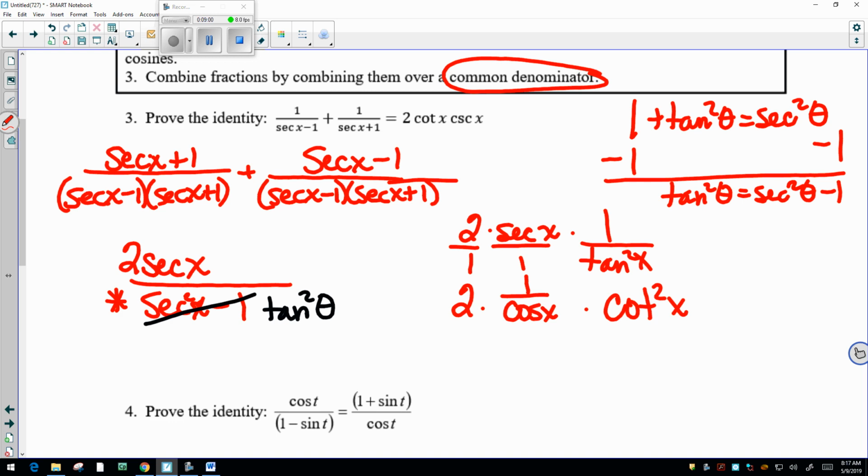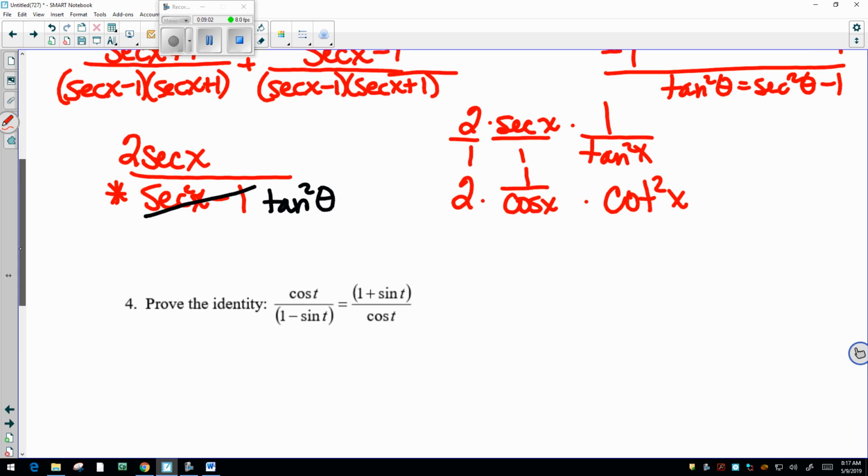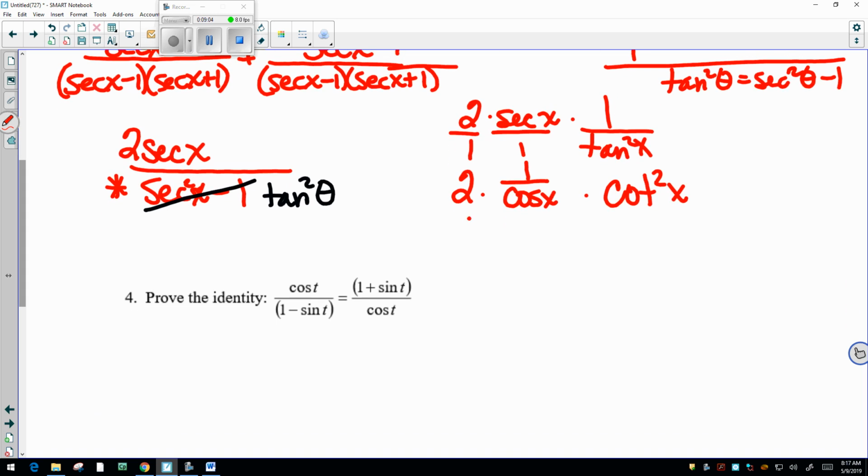Okay, so I'm going to keep going. So remember, when all else fails, get everything into terms of sines and cosines. So I have this guy. We're going to turn this one into sines and cosines. So I have cosine squared over sine squared. So now I can reduce again. So I see I can reduce out one of the cosines.